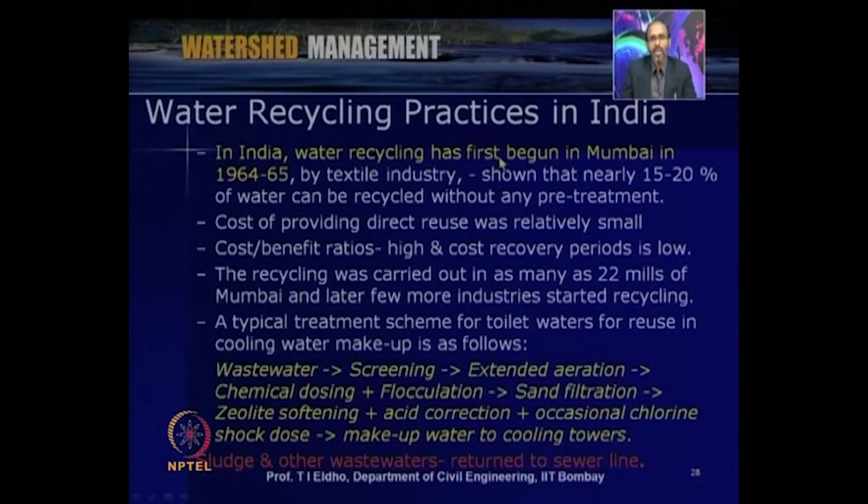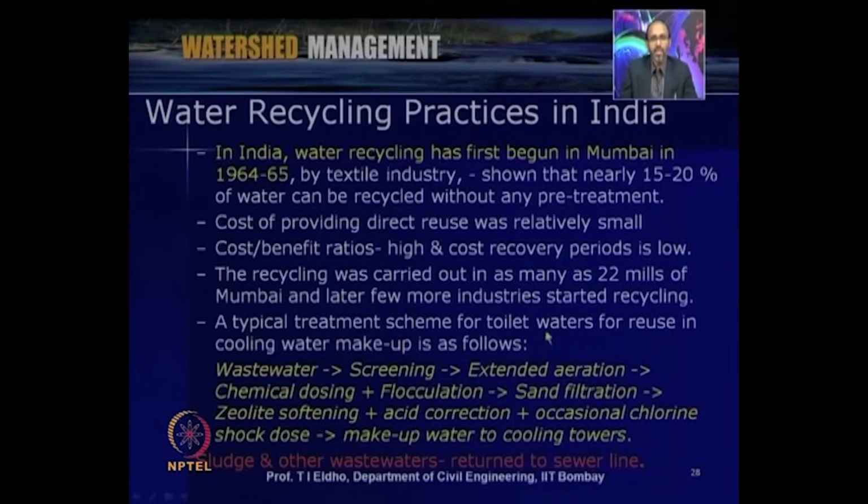especially by the textile industry. At that time water availability was much less in the Mumbai region. So the textile industry started this, showing that about 15-20% of the water can be recycled without any pre-treatment, and the cost of providing direct reuse was relatively small. Then the cost benefit ratio is high and the cost recovery period is within 2 or 3 years. Then recycling was carried out in as many as 22 mills in the 70s and 80s in Mumbai, and later a few more industries started recycling.